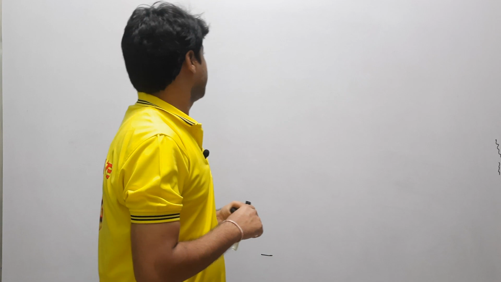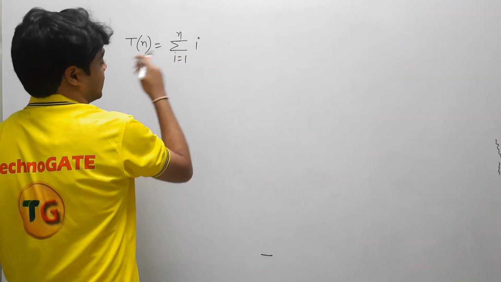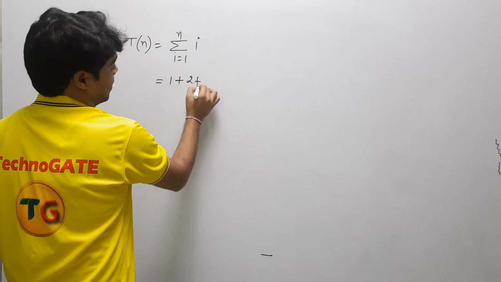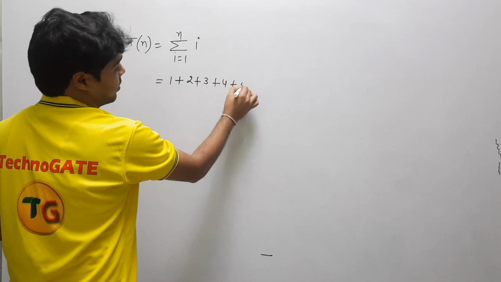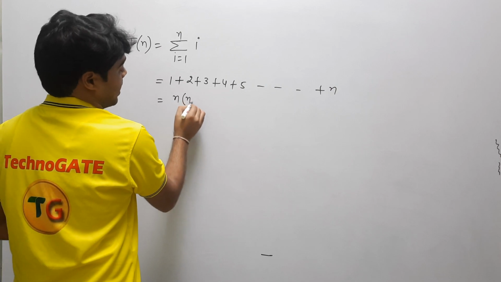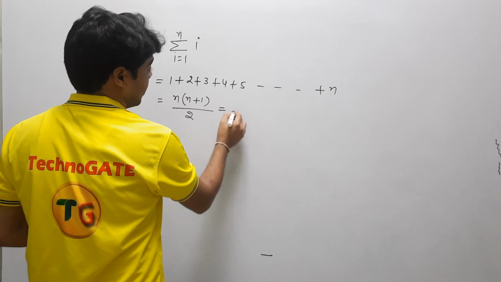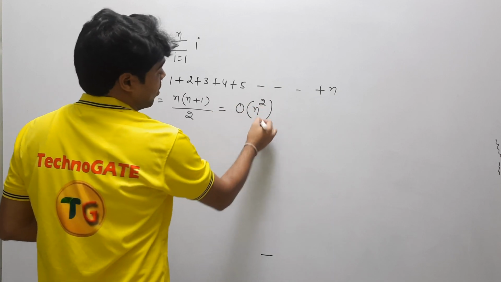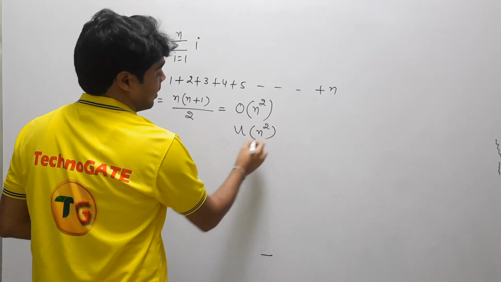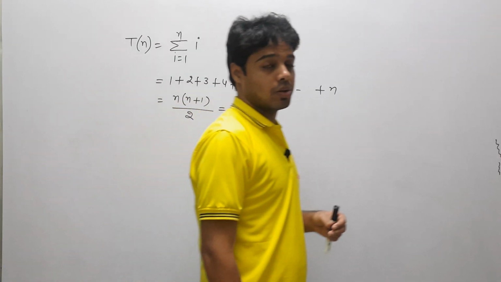So let's see some of the asymptotic properties here. Summation i equals 1 to n of i. What is this? 1 plus 2 plus 3 plus 4 plus 5 up to n. This is the summation of n natural numbers, n(n+1)/2. So what is the complexity here? Order of n square. We can write omega of n square and theta of n square also valid here.